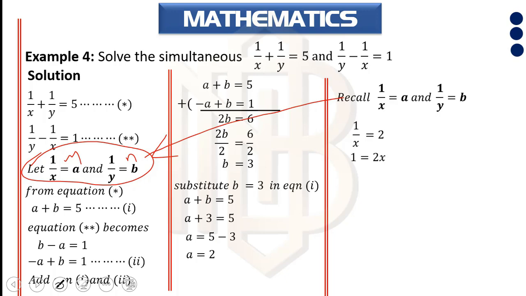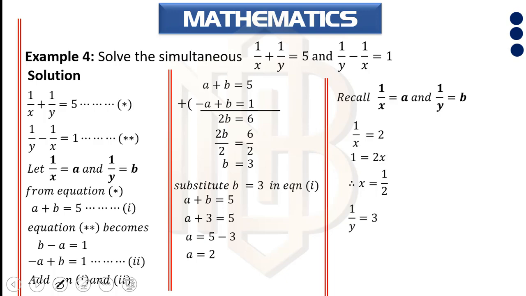Okay, so now from what you have here, 1 over x equals 2, and 2 over 1, if you cross multiply, will be equal to 2x. That's if you cross multiply this over 1. Okay, so you have 1 over x equals 2, and that's 2x equals 1. And if you divide both sides by 2, you have x equals 1 over 2.